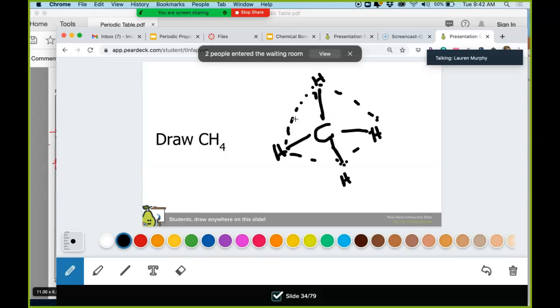So 1 face, 2 face, the back face, and the upside down face. 3 on the top and then 1 underneath. Okay, tetra means 4, hedral means sides. All right. And what's interesting now is our bond angles aren't 90. So our bond angles are 109.5, which is better than 90. That means I've spread these bonds as far away from each other as possible, and they're not repelling each other.